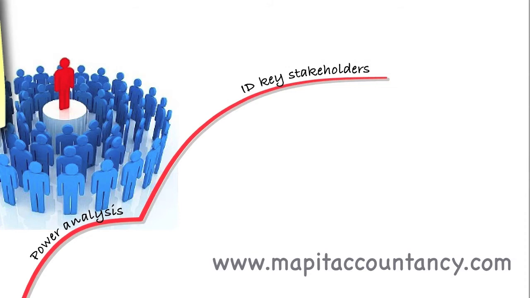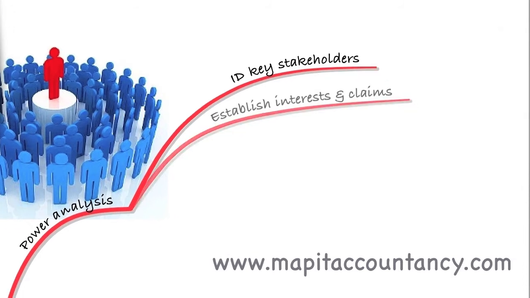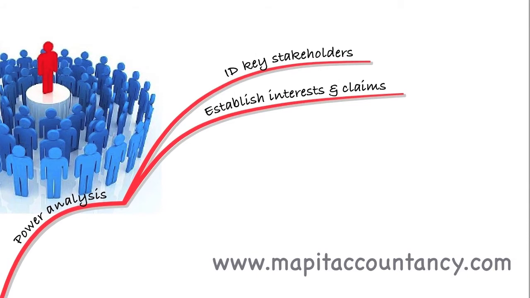So take a look widely within the organisation and outside the organisation and identify everyone who has a legitimate interest in the business. We then need to establish what that interest is and what claim they have on the business. For example, they may have an interest in what the business does, but they may not have any way to back it up. They may not have any power to actually determine what we do with that.